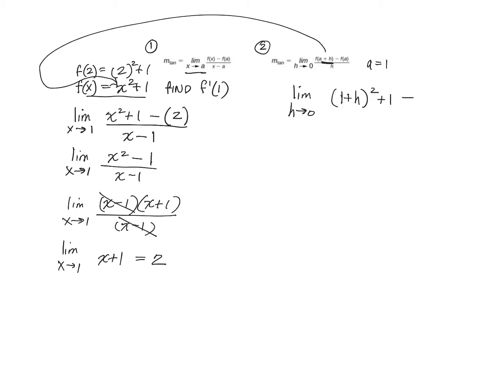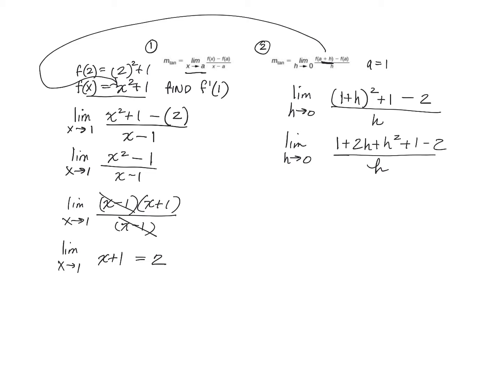And then we're going to subtract f of a. We calculated f of a last time, and we got 2. So we're going to subtract 2, and that's all over h. So we simplify. We multiply that all out, using the FOIL method. Remember, 1 plus 2h plus h squared, plus 1 minus 2, all over h.